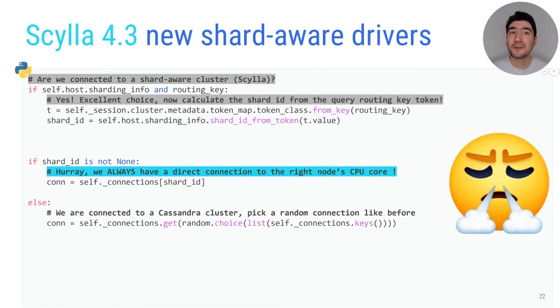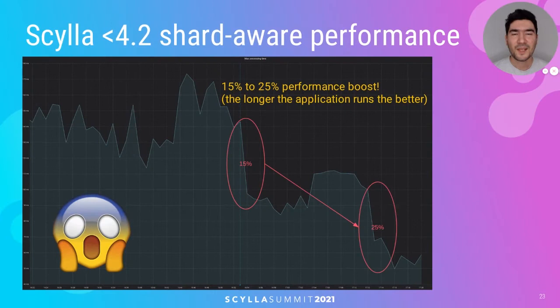Using newer shard-aware drivers plus Scylla 4.3, you will always get a connection to every shard on every node, which got me to think about a nice punchline with Scylla 4.3: don't give up on hope, just give up on luck. I'm pretty proud of it.